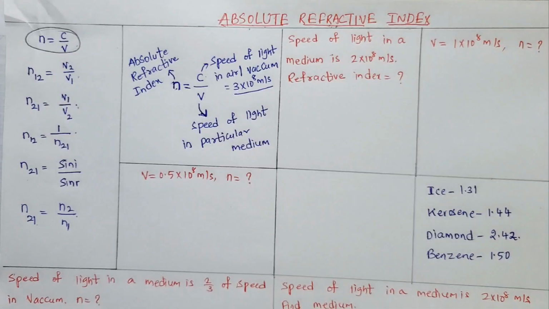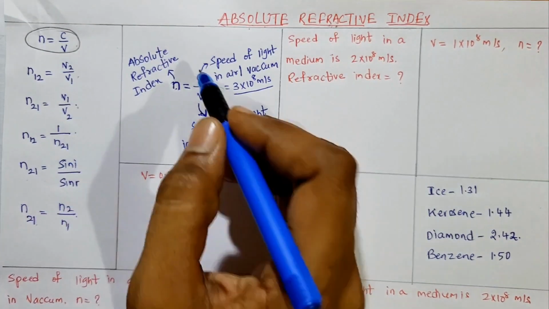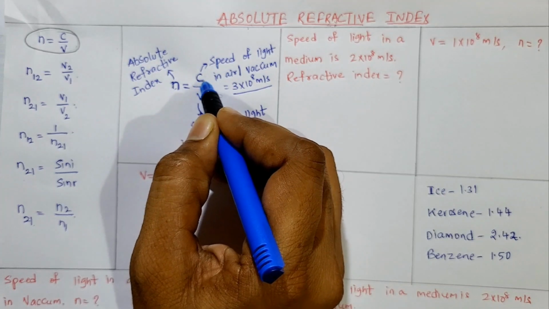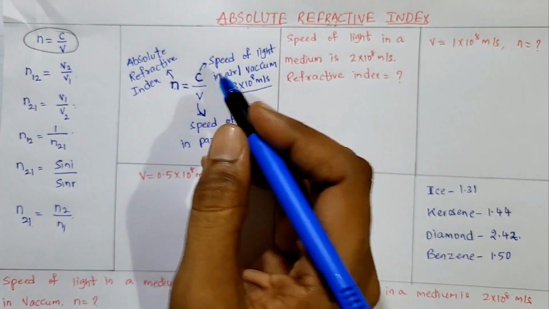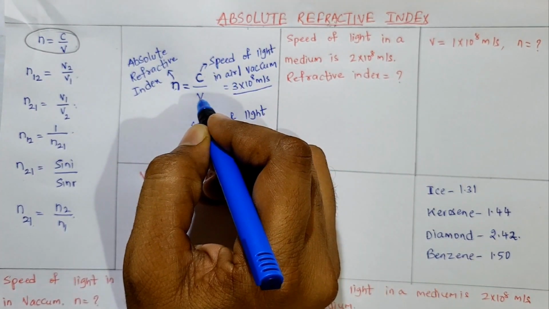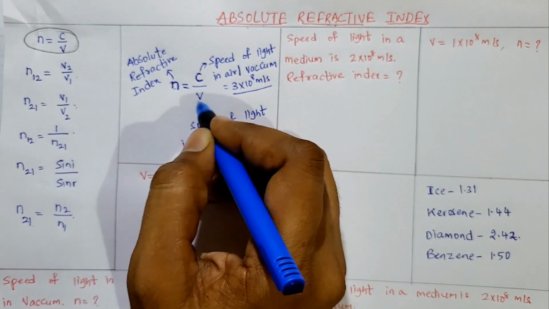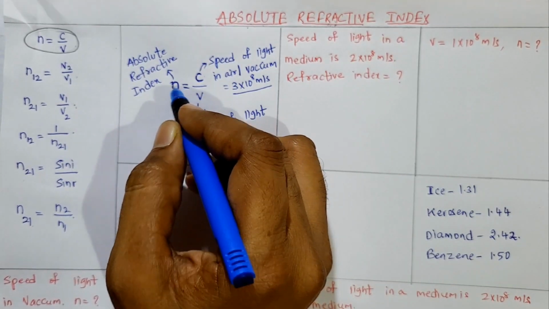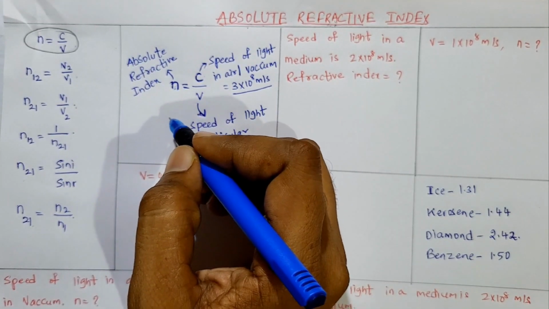So how will they ask a question upon this formula? Two ways are there. c is a known value to everyone. So how they will frame questions is, they will give v. Speed of light in a particular medium is this much. What will be the refractive index of that medium? That is one way of asking a question.